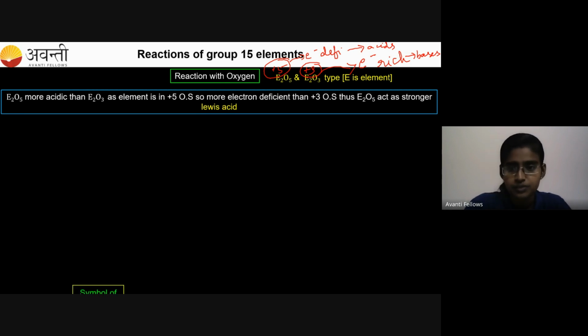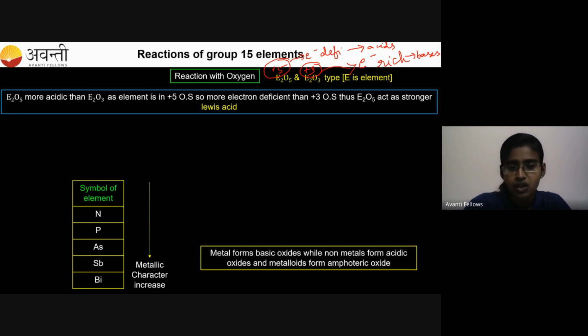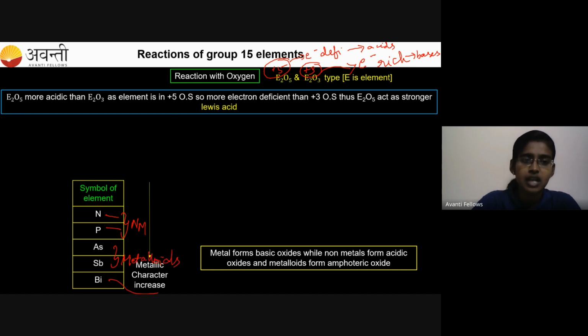Now, on moving down the group, the metallic character increases. This concept we all know. The metal forms the basic oxide, the non-metal forms the acidic oxide, and metalloids form amphoteric oxides. We know that nitrogen and phosphorus are non-metals, the next two are metalloids, and the last one is the metal. According to this statement, only bismuth forms basic oxide.